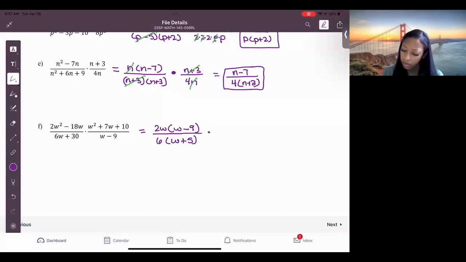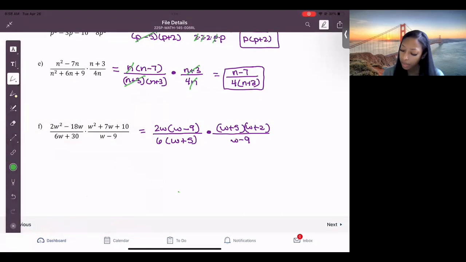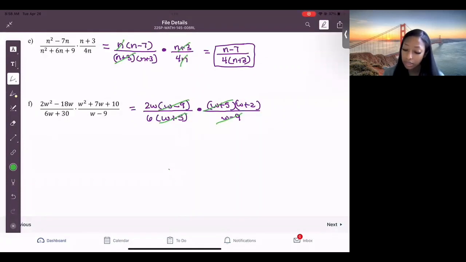And then for our second numerator, w squared plus 7w plus 10. This is w plus 5 times w plus 2. And lastly, the w minus 9 can't be factored anymore. So we just have that as a w minus 9. All right, what can we cancel? We can cancel the w minus 9s, I'm sorry. We can cancel the w plus 5s. 2 and a 6 can simplify. 2 divided by 2 is 1, 6 divided by 2 is 3. So that simplifies to a 1/3.